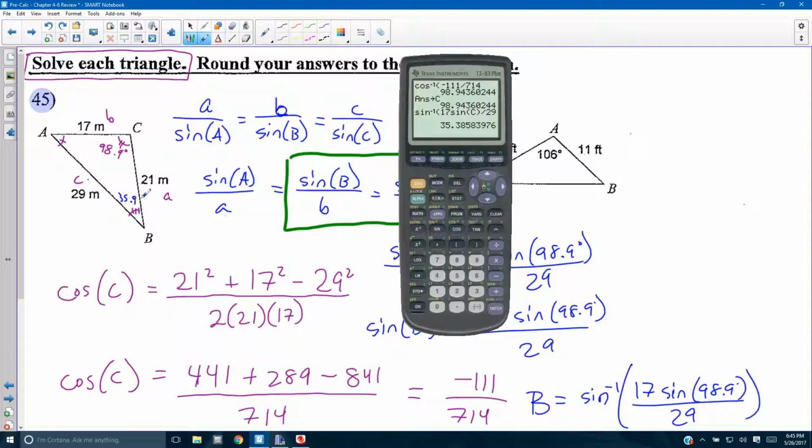35.4. Okay, so we got two of our answers there. Now, A can be found using law of sines, law of cosines, but also the third angle sum theorem for triangles, the triangle third angle theorem. If I add these two together and then I add this with it, I should be getting 180. So if I add these together and subtract them from 180, I should be getting this angle right here.